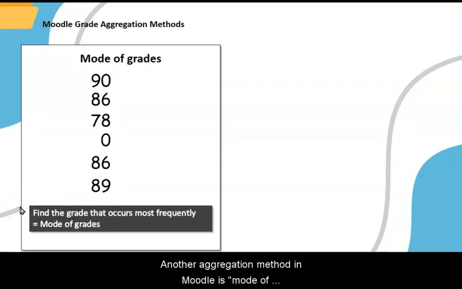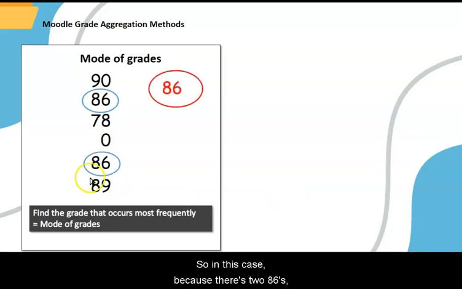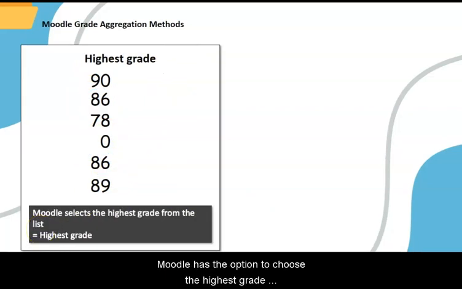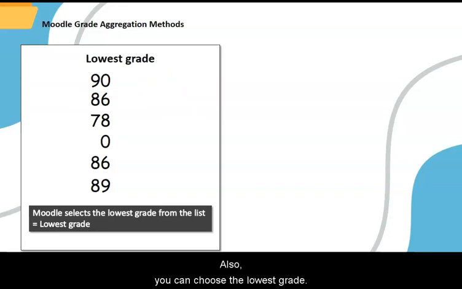Another aggregation method in Moodle is mode of grades, and that's simply finding the grade that occurs most frequently. So in this case, because there's 2 86s, the mode of grades would be 86. Moodle has the option to choose the highest grade from a list of grades, and that would become the aggregation method. Also, you can choose the lowest grade.